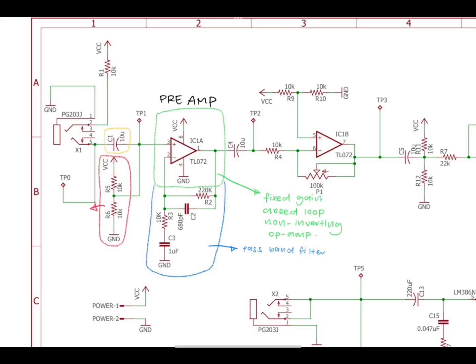IC-A1 is a pre-amplifier which is a fixed-gain, closed-loop, non-inverting op-amp, and resistors R2, R3, and capacitors C2 and C3 form the passband filter. The passband gain is 23 using the formula of 1 plus R2 over R1.